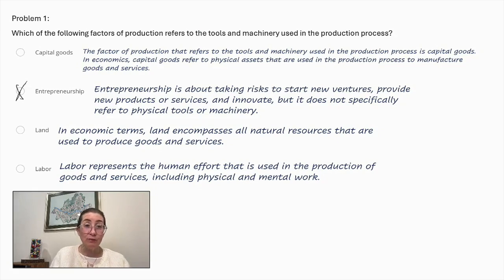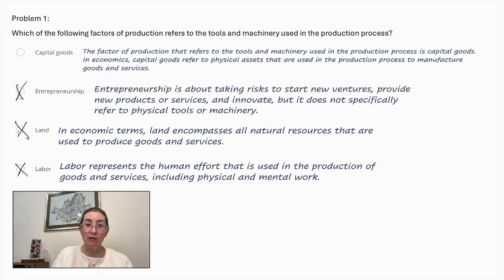Land. In economic terms, land encompasses all natural resources that are used to produce goods and services. This includes not only land itself, but also any natural resources like minerals, forests, and water found on or under it. It does not refer to man-made tools or machinery, so we can cross that out as well. Labor. Labor represents the human effort that is used in the production of goods and services, including physical and mental work. Like land and entrepreneurship, it does not specifically cover the use of tools and machinery, so we can cross that out. Now we're left with capital goods.